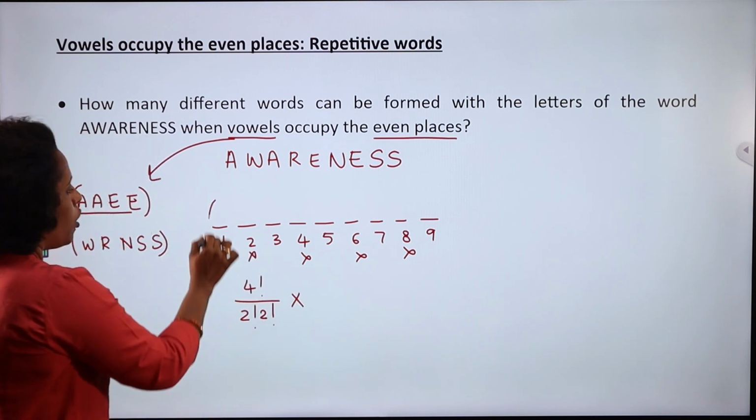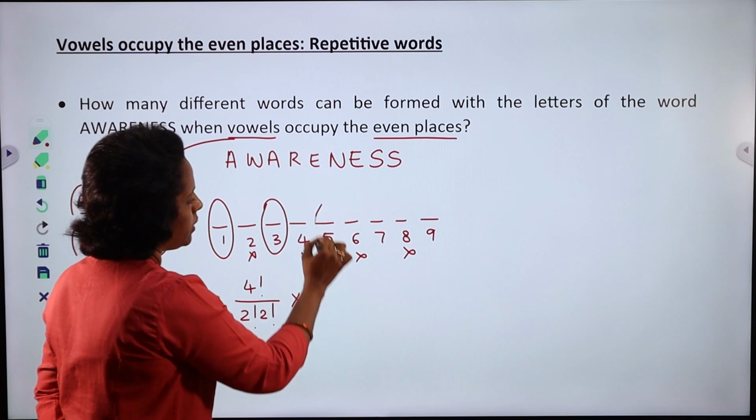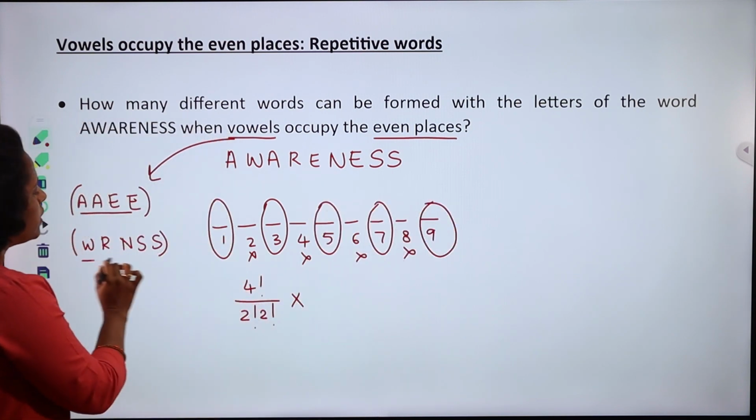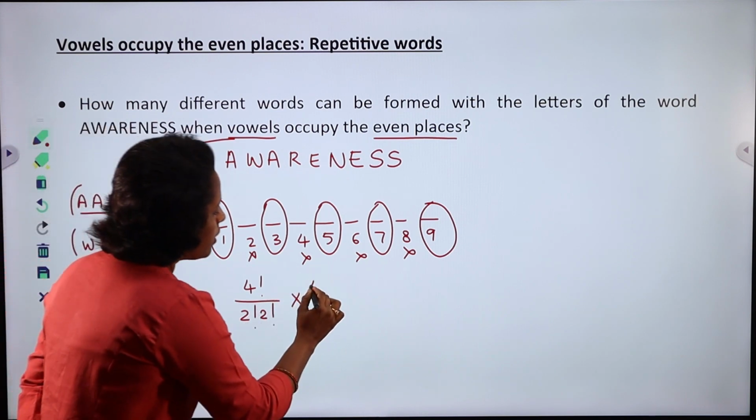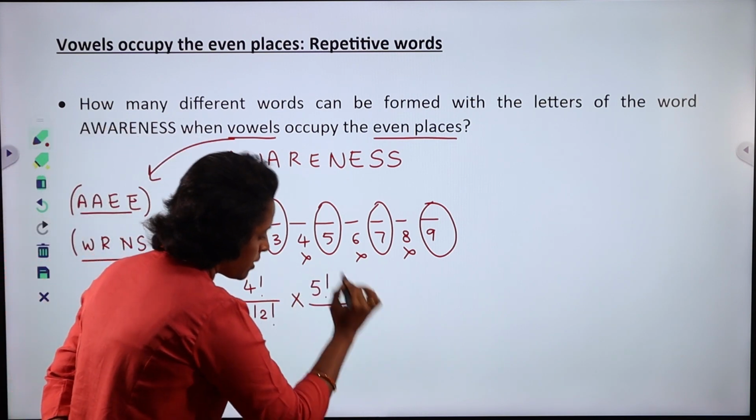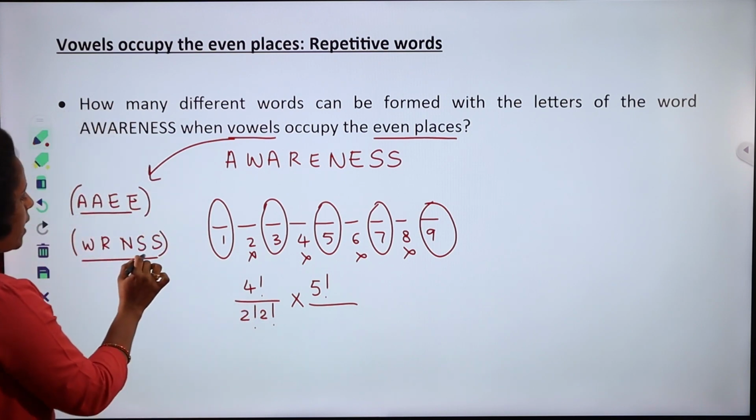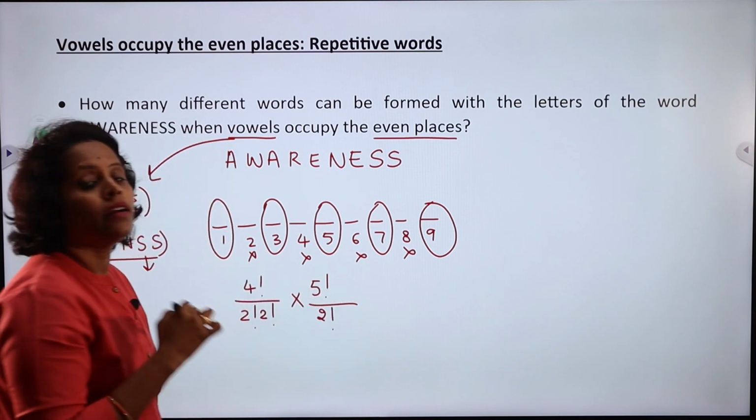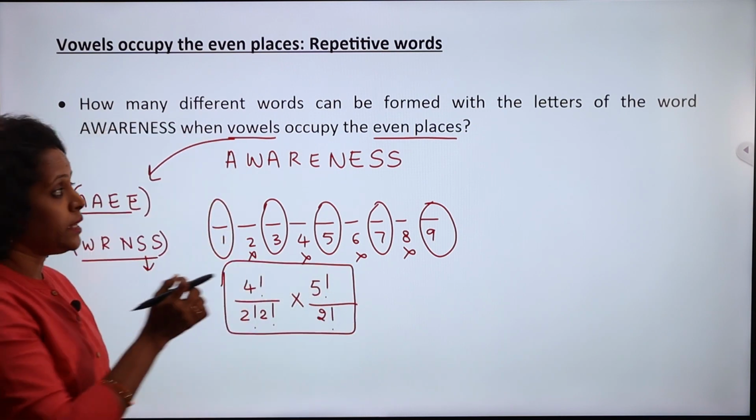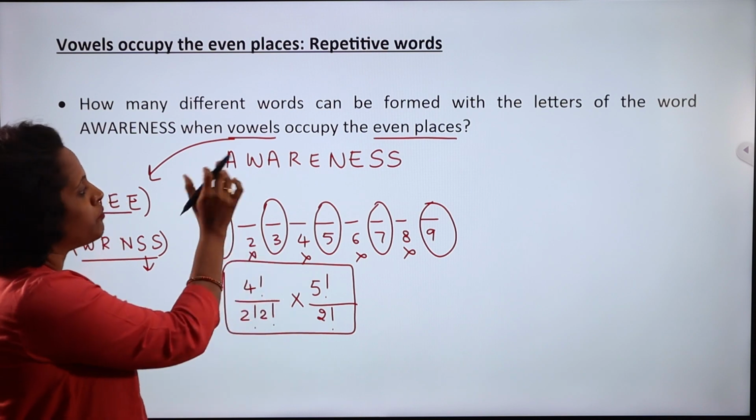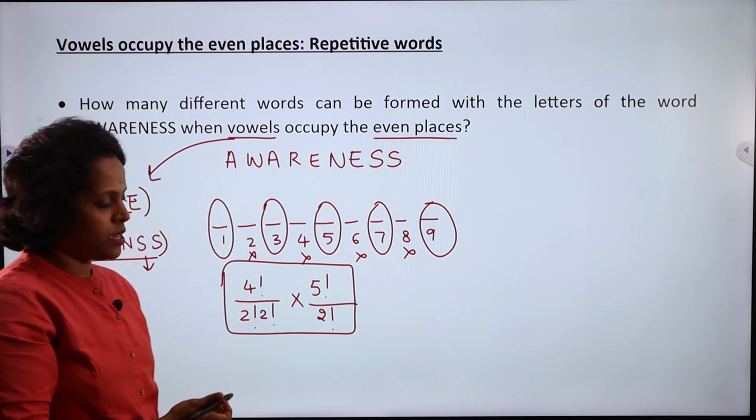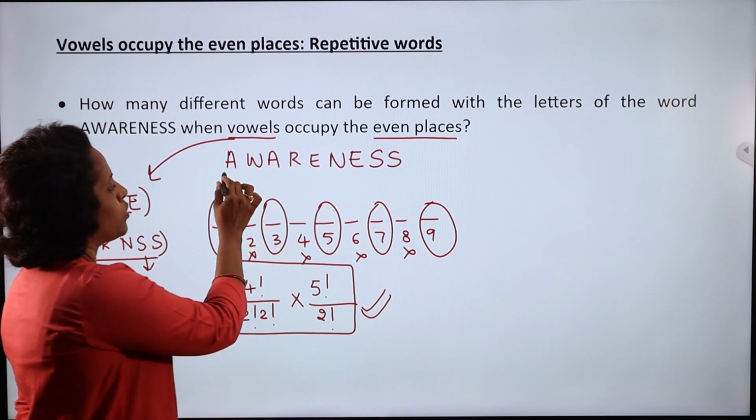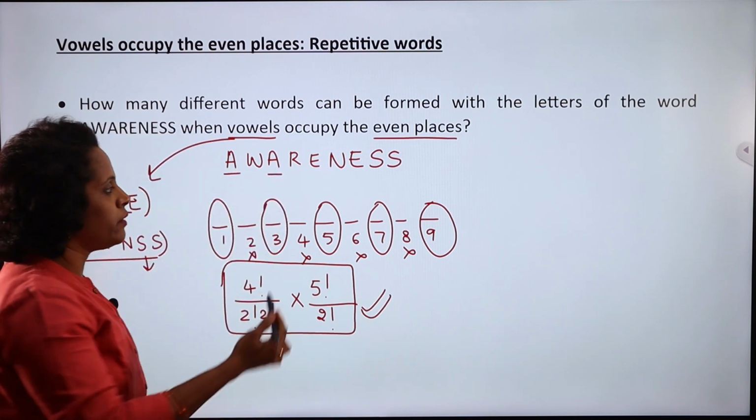Into the odd positions 1, 3, 5, 7 and 9 can be filled with the 5 letters in 5 factorial ways, divided by S is repeated twice, so 5 factorial by 2 factorial. In these number of words, the vowels occupy the even places. This is the answer to your question. Just be careful because you are dealing with repetitive letters.